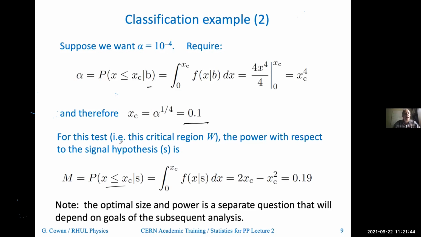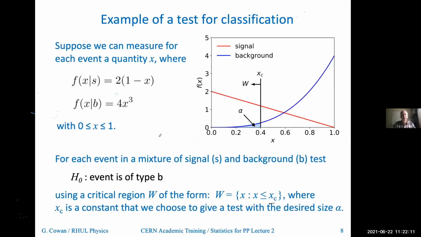Now, you might ask, how did I know that I wanted a background efficiency of 10 to the minus 4 and that you wind up with a signal efficiency of 0.19? Isn't there some possibly different balance between the two? Yes, the optimal values for the size and power, which is to say signal efficiency and background efficiency, that's a separate question that will depend on the goals of the analysis that you're doing. I'll just point out that you can see that there's a trade-off, right? If you want to have a large signal efficiency, it means you're going to also have to have a large background efficiency.